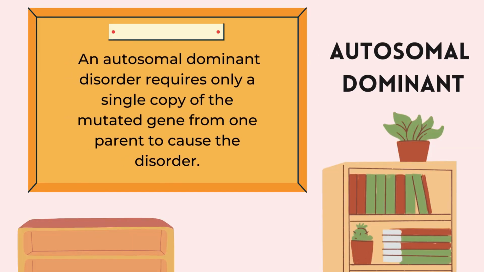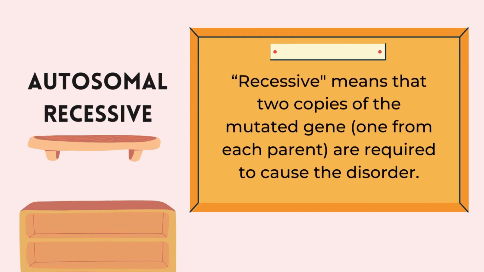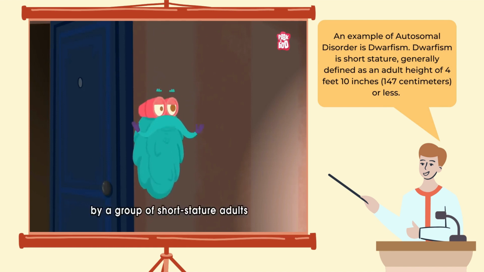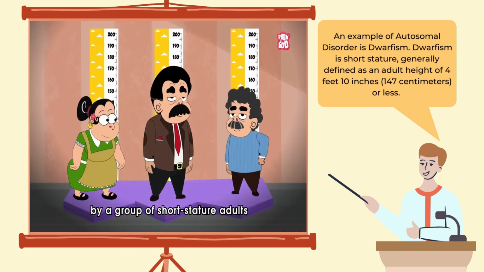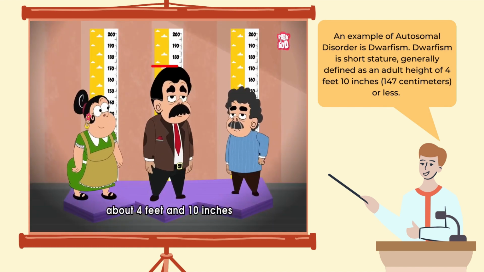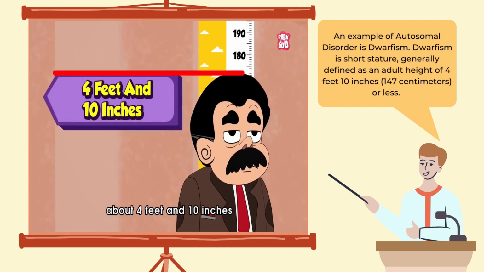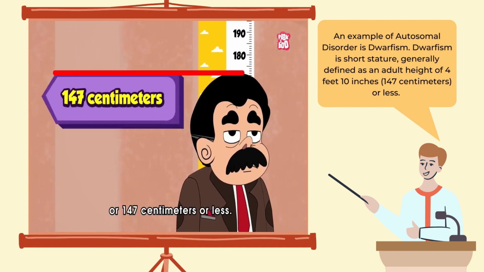An autosomal dominant disorder requires only a single copy of the mutated gene from one parent to cause the disorder. A recessive means that two copies of the mutated gene, one from each parent, are required to cause the disorder. An example of an autosomal disorder is dwarfism. Dwarfism is short stature, generally defined as an adult height of 4 feet 10 inches or less.